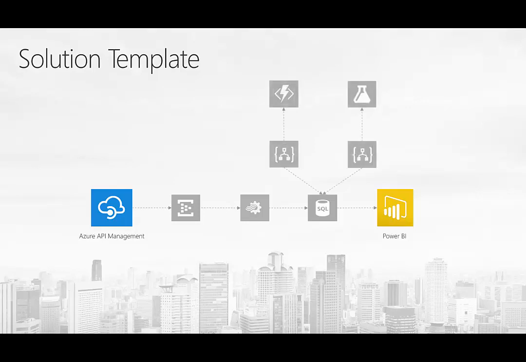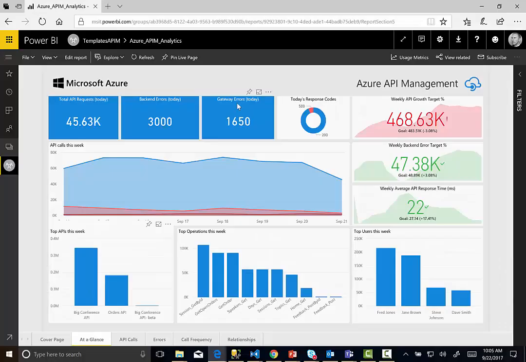We've added some extra parts to this as well. So we've used Azure Machine Learning and Azure Functions to analyze the data and create some extra report data that may be useful for you for looking for anomalies or patterns in the way in which your APIs are used. Let's go and have a look at the actual reports themselves.